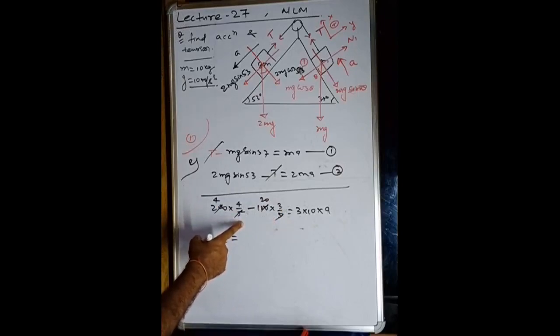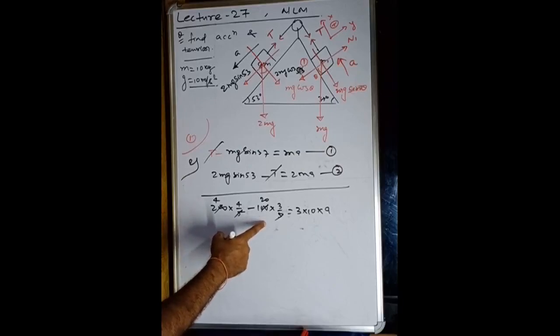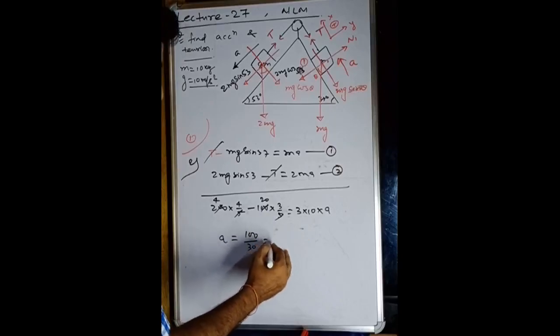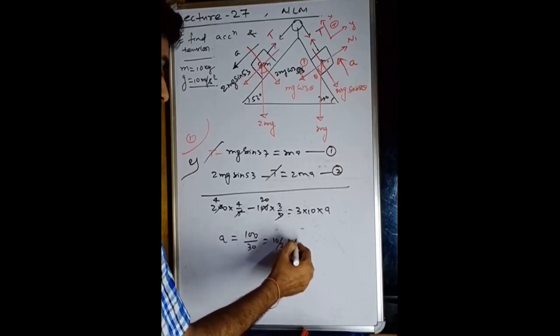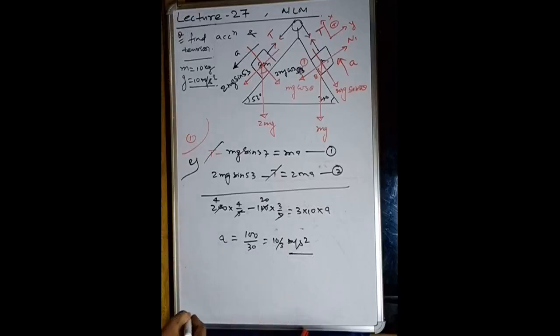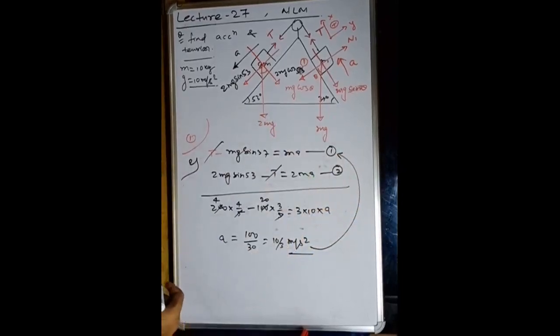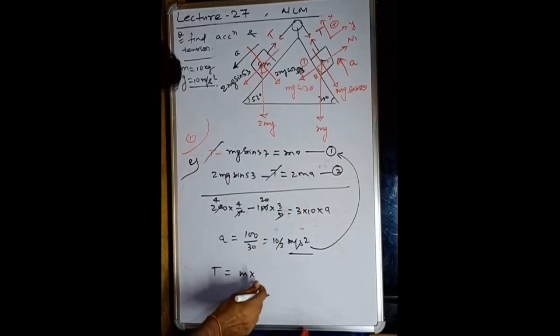160 minus 60, 100 divided by 30, that is 10 by 3 meter per second square. Once you find the acceleration, you can put the value of a in any one of the equations to get the tension. So from equation 1, T can be written as ma. Here the value of m we can put, it is 10, and a is 10 by 3.